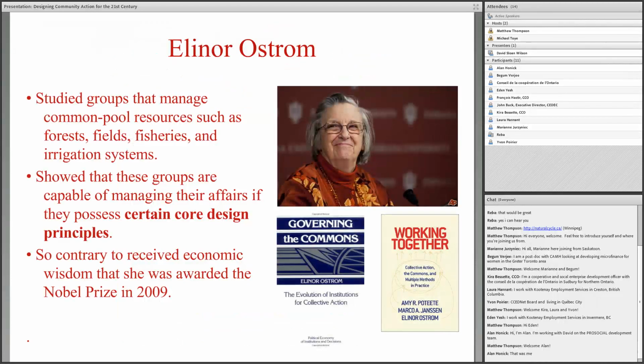Now, I was very lucky as part of the Evolution Institute to start working with Elinor Ostrom. She was a political scientist by training, and all her life, she passed away in 2012, all her life she studied groups around the world that manage common pool resources. These are resources that must be shared, such as forests, fields, fisheries, and irrigation systems. And they're vulnerable to a problem that's been called the tragedy of the commons.